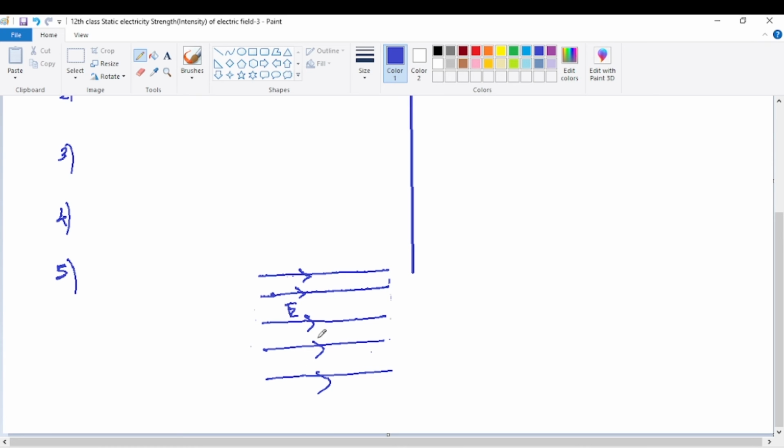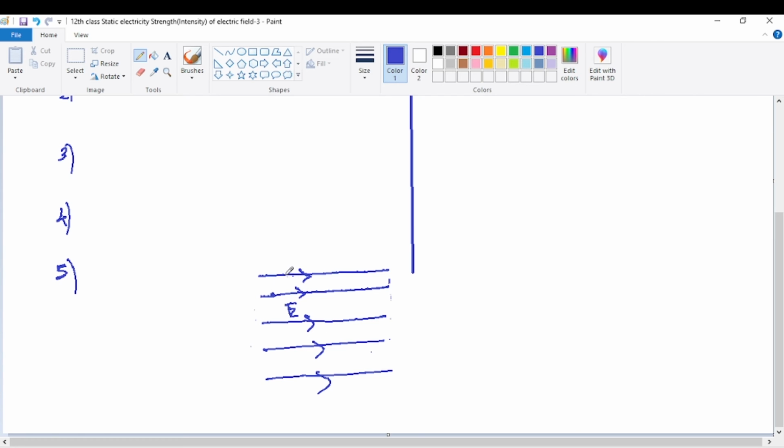Everywhere it's west to east. That means exactly the lines of force should be parallel straight lines. Then only the direction of the electric field vector is the same at all points. That is the first condition for a uniform electric field. The direction of the electric field vector should be the same, but not just direction, the magnitude also should be the same.